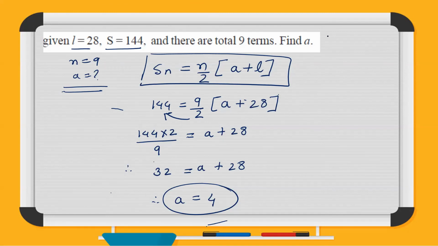So two types of formulas that we dealt with today. Sn, that is the sum of first n terms: Sn is equal to n by 2, 2a plus n minus 1 into d. And the second formula, when the last term is given to you: Sn is equal to n by 2, a plus l. Right, that's it for today.